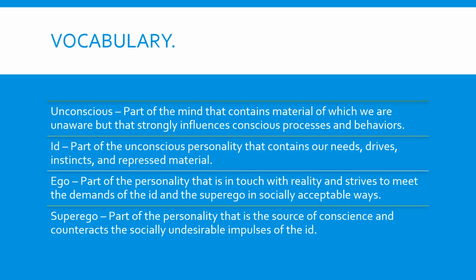Vocabulary. Unconscious is the part of the mind that contains material of which we are unaware, but strongly influences conscious processes and behaviors. ID is part of the unconscious personality that contains our needs, drives, instincts, and repressed material. Ego is part of the personality that is in touch with reality and strives to meet the demands of the ID and the superego in socially acceptable ways. And superego is part of the personality that is the source of conscience and counteracts the socially undesirable impulses of the ID. We'll go over these a little bit further on in the lesson here.